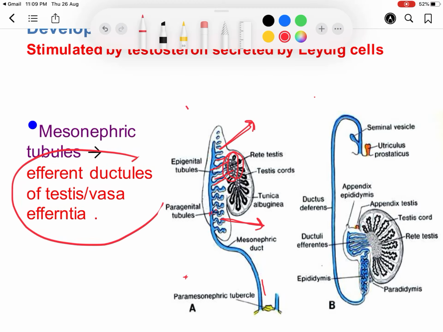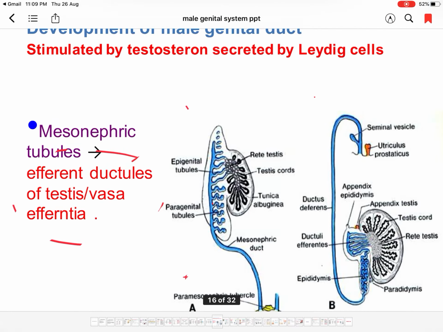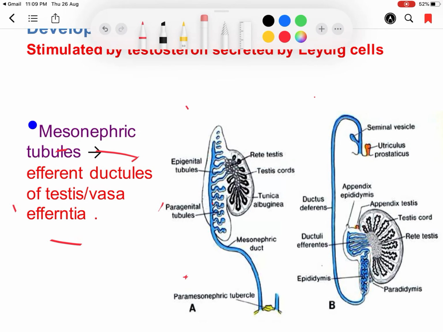Now we come to the mesonephric duct. The cranial most part of the mesonephric duct will form the appendix of epididymis, and this caudal part will form the vas deferens. So this is the vas deferens, okay. Now in the caudal part of the vas deferens, a bud is arising. That bud will form the seminal vesicle, and caudal to the seminal vesicle, the part of the mesonephric duct is called the ejaculatory duct. So this is the ejaculatory duct.